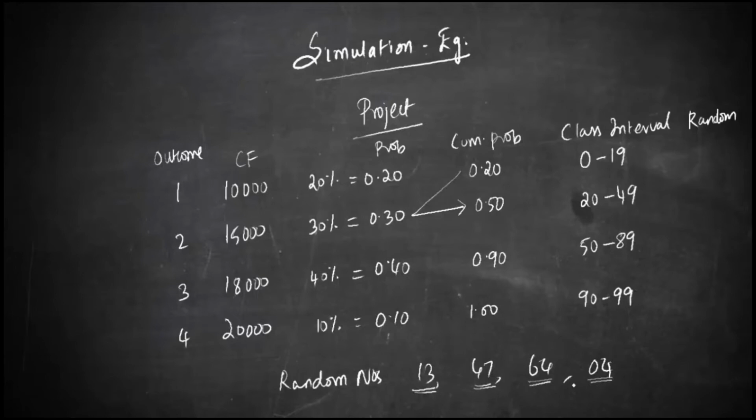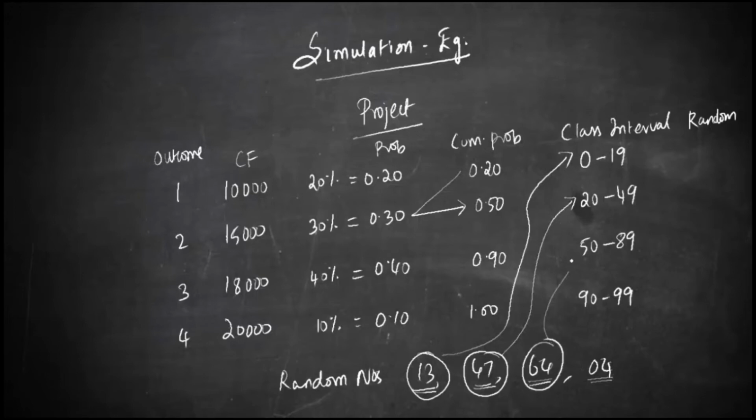These four random numbers have to be fitted into any of those class intervals. If you look at 13, it can come in the class interval of 0 to 19. If you look at 47, it can come in the class interval of 20 to 49. If you look at 64, it can come in the class interval of 50 to 89, whereas 4 again will come in the class interval of 0 to 19.